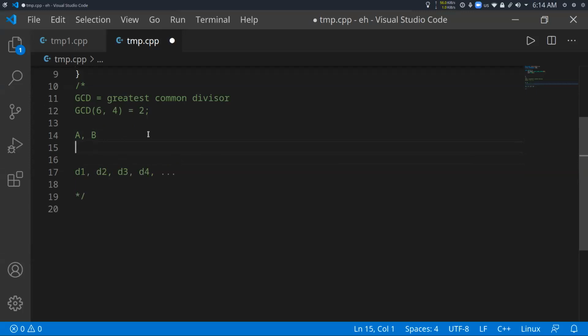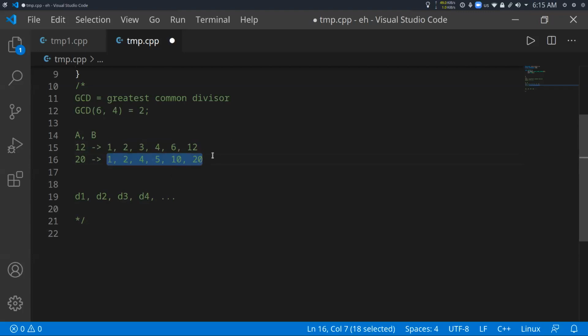So let's take an example. Let's say A equals 12, B equals 20. So the divisors for 12 are 1, 2, 3, 4, 6, 12. These are the divisors for 12. And these are the divisors for 20: 1, 2, 4, 5, 10, 20. Okay, so these are the divisors for 12, and these are the divisors of 20.